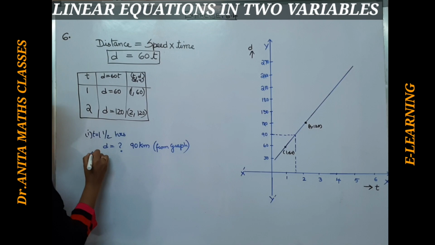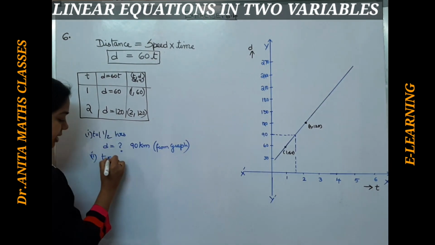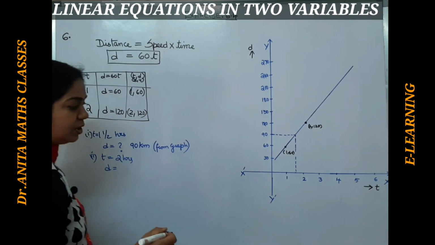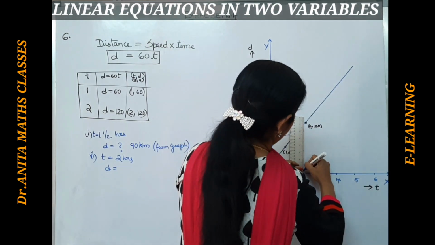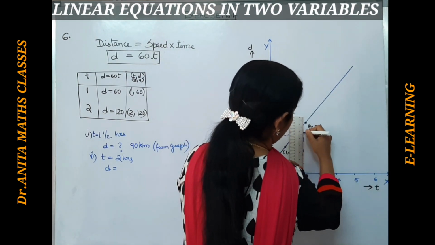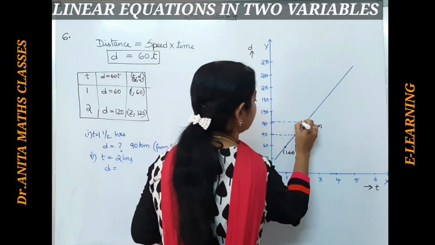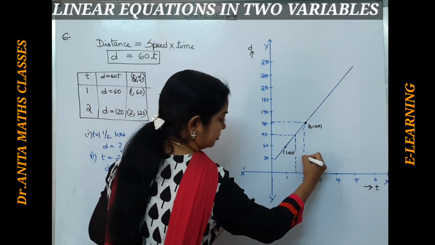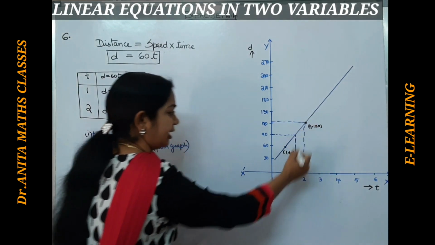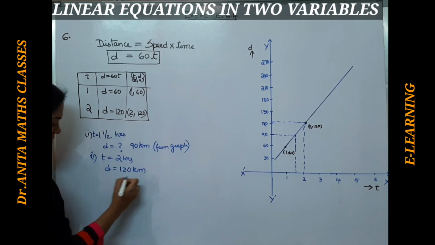Likewise, the second one is for 2 hours. So this time is given as 2 hours, and we have to find the distance for 2 hours. So from 2 draw a dotted line. That will cut at 120. We already have 2 comma 120. So the distance is 120 kilometers from the graph.